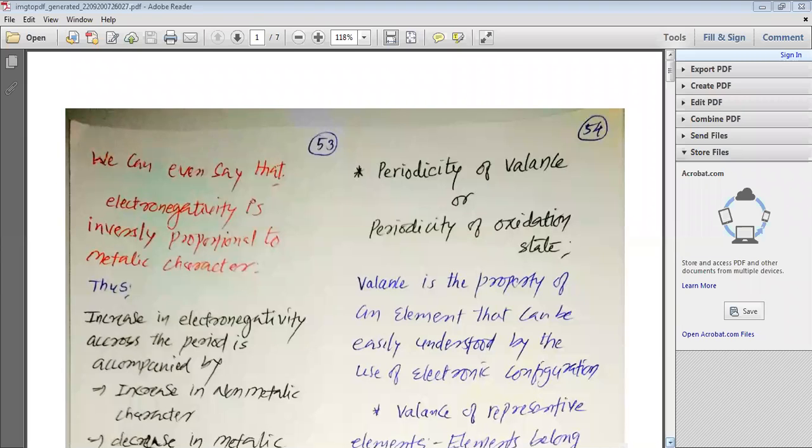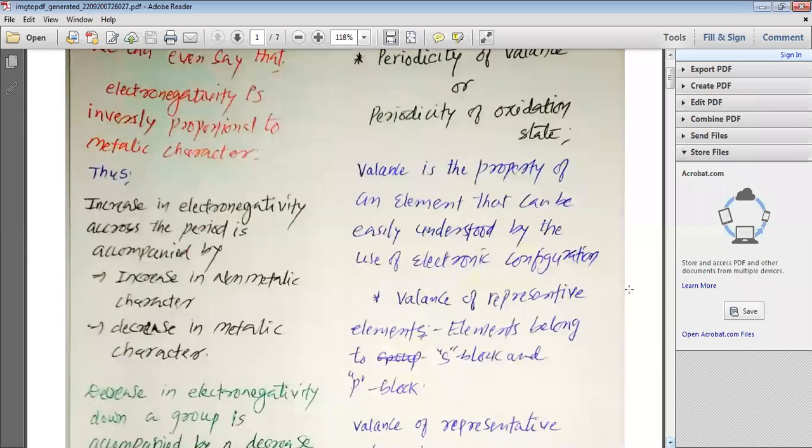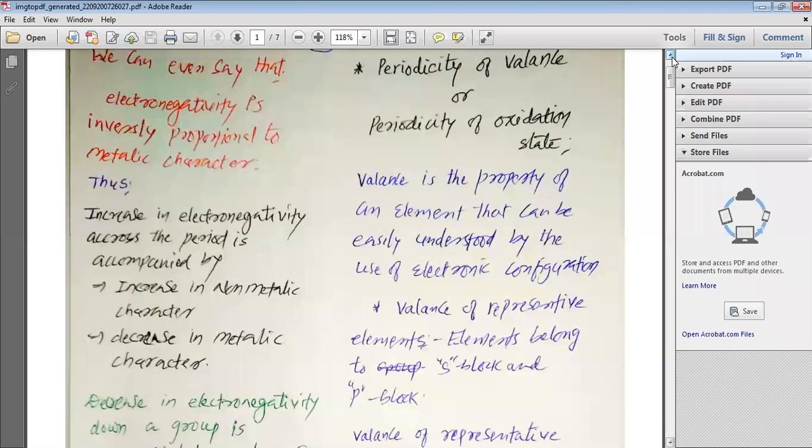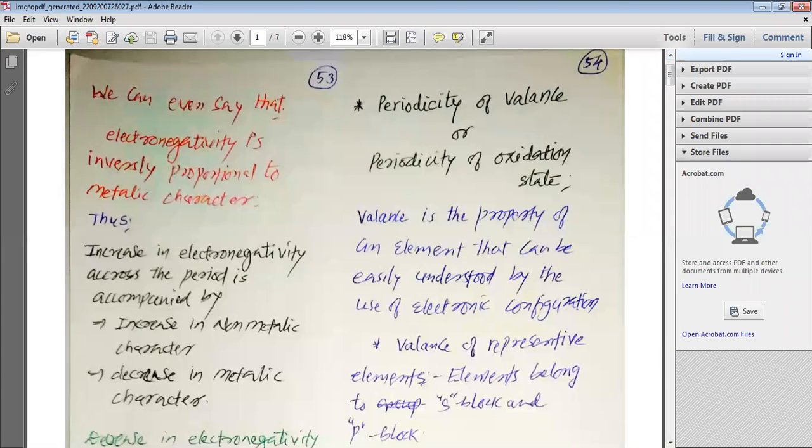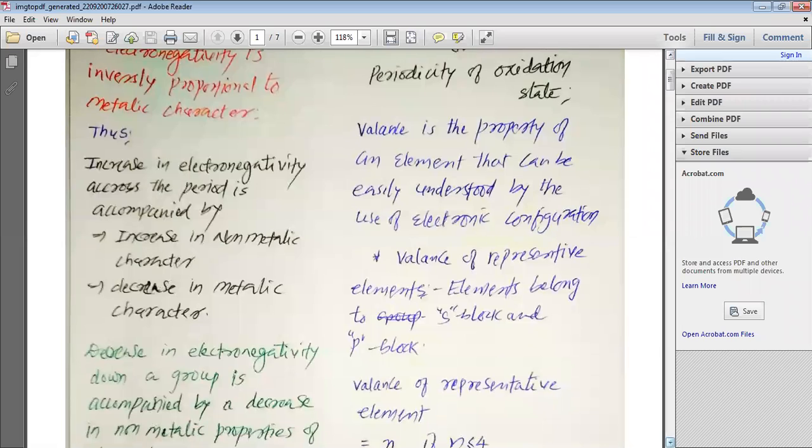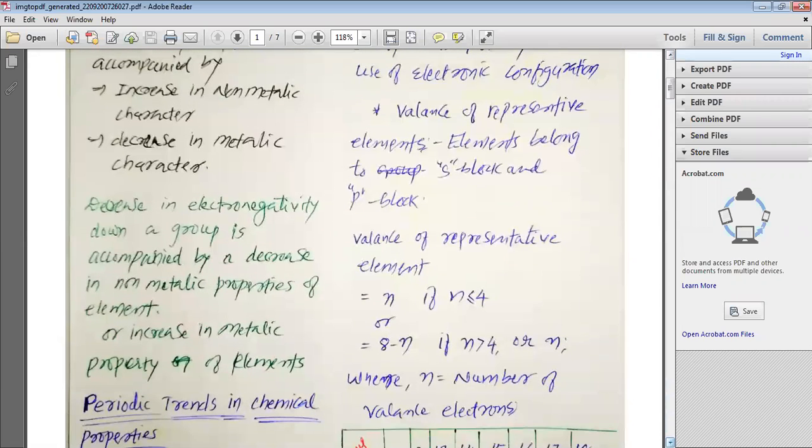Yesterday we have seen about the electronegativity. Electronegativity is the ability of an atom to attract the shared bond pair of electrons. So the shared bond pair of electrons is being attracted by an atom, and thus it represents its electronegativity.